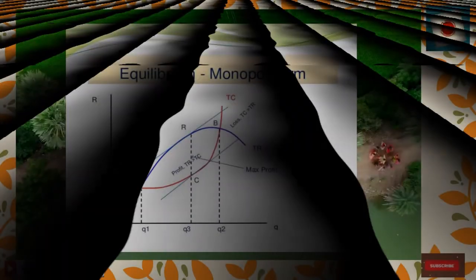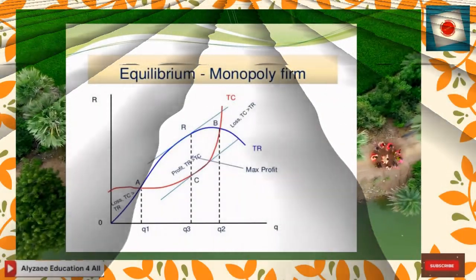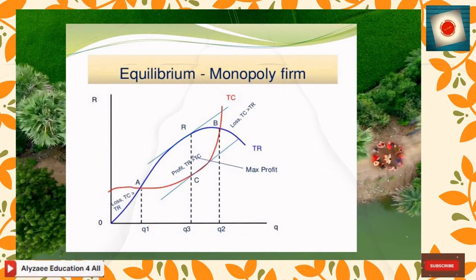This is the equilibrium graphic representation in a monopoly firm, where we can see that if total cost is greater than total revenue at point A, it means the firm is in loss. Whereas on the other extreme we can see the red line crossing the blue line at point B, so total cost and total revenue are moving apart from each other.